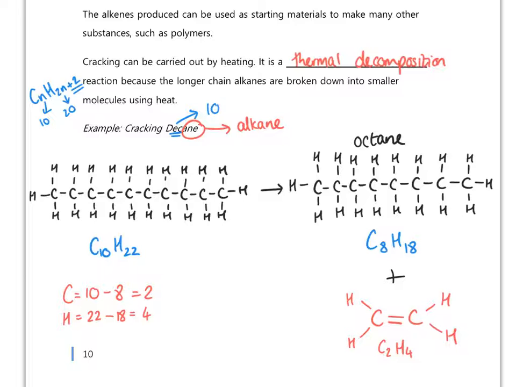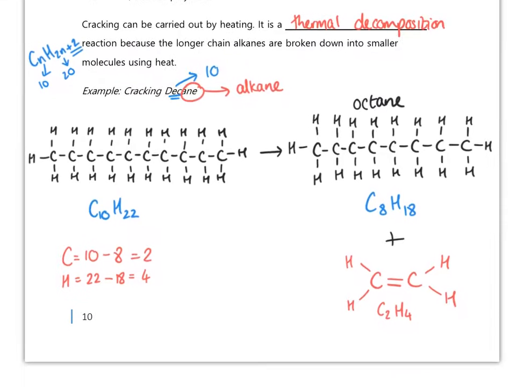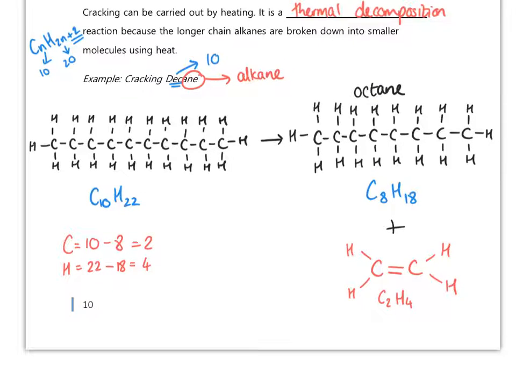So I'll write all of the names underneath. Let's just move this up slightly. So this is ethene. This is octane, or C8H18. And this was decane. So this is decane undergoing thermal cracking to form octane and ethene.